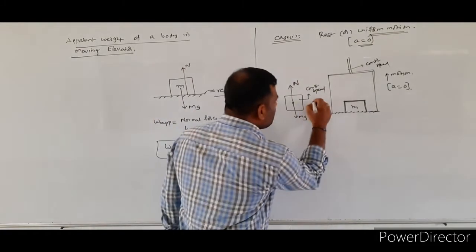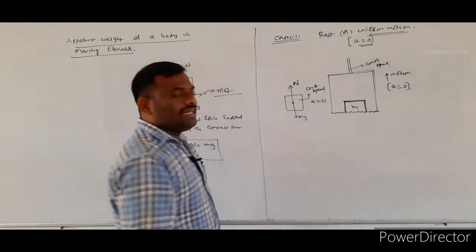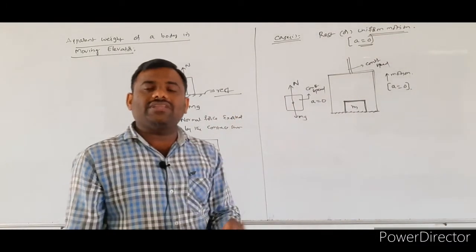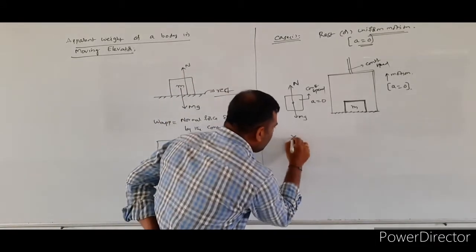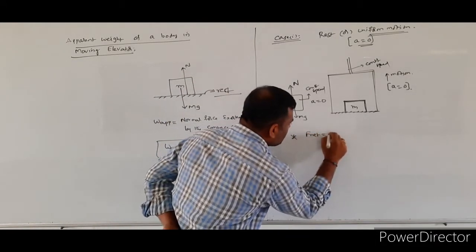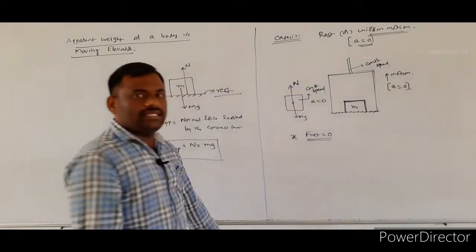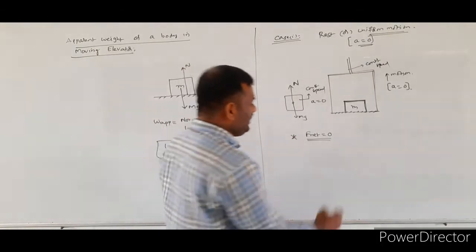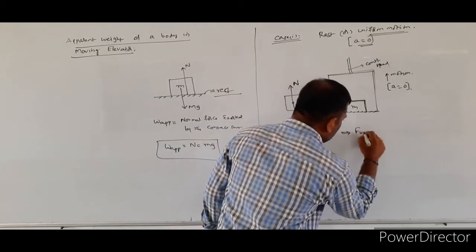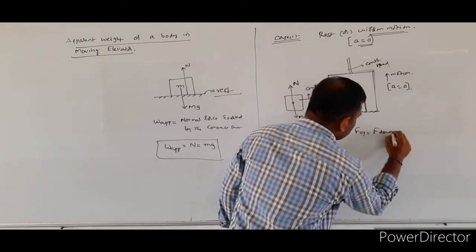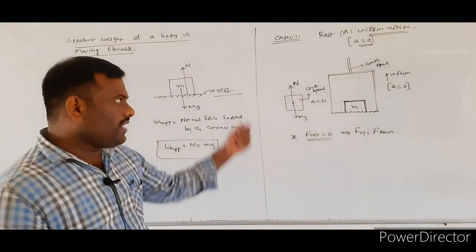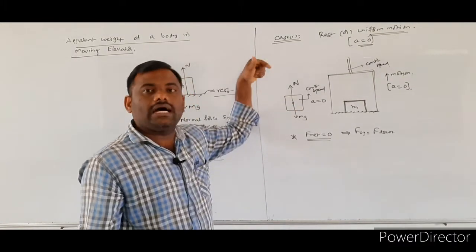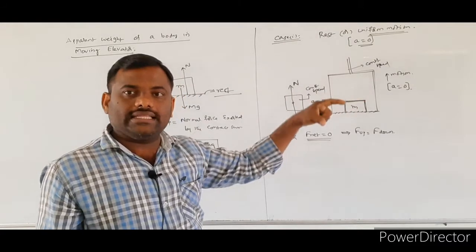If the object is traveling with a constant speed, the acceleration of the object is equal to 0. Whenever the acceleration of the object is 0, the net force acting on the object is equal to 0. So upward force is equal to downward force. The motion we assume is in the upward direction, so the net force acting in the upward direction is equal to the net force acting in the downward direction.